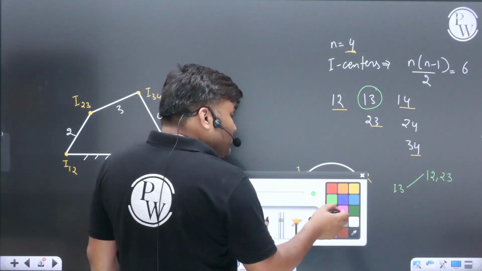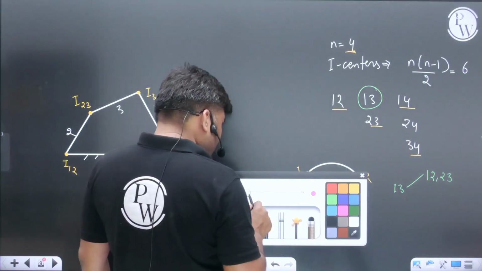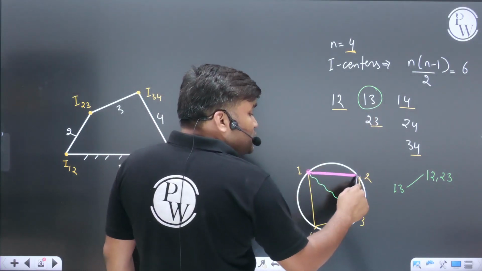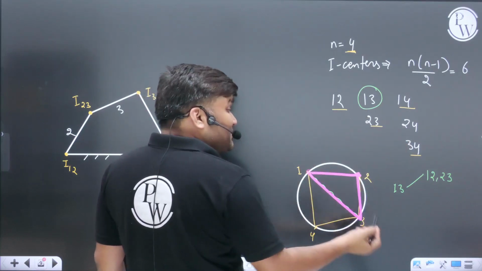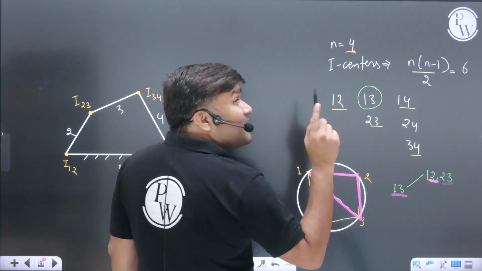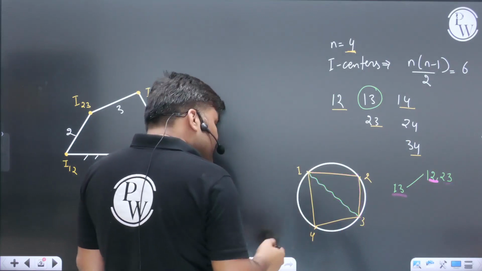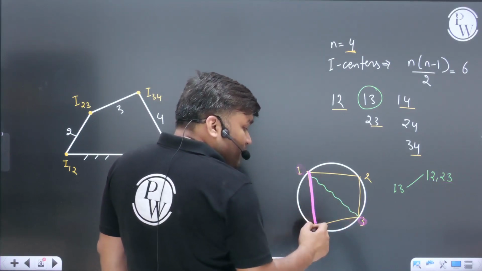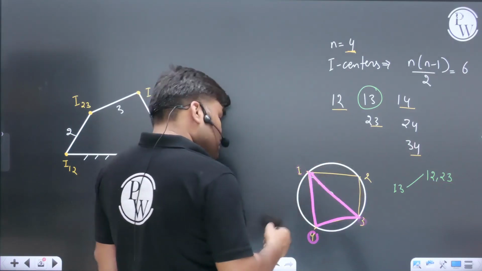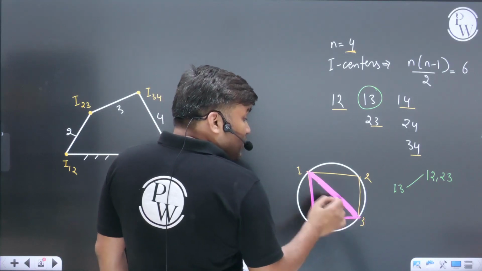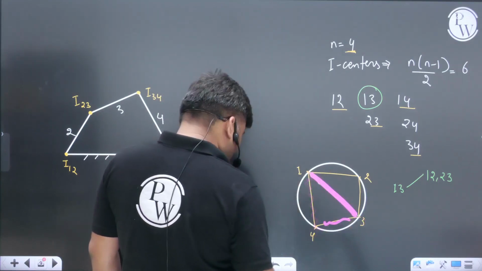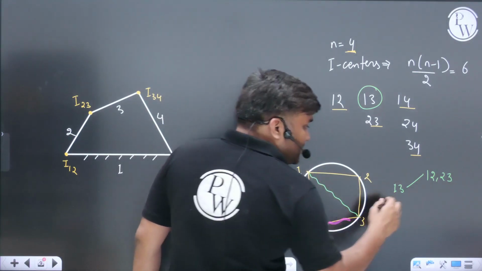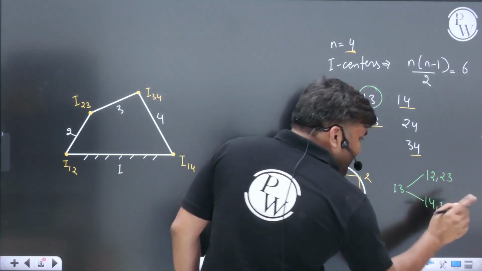What does Kennedy's theorem say? It says that for links 1, 2, 3, all three instantaneous centers I12, I23, I13 have to be in a line. So that's what I have written, I12, I23, I13 will be in a line. Similarly, if I consider links 1, 4, 3, for these three links I14, I34, I13 have to be in a line. So can I write that I13 will also be in line with I14 and I34? Let me write it: I13 will also be in line with I14 and I34.